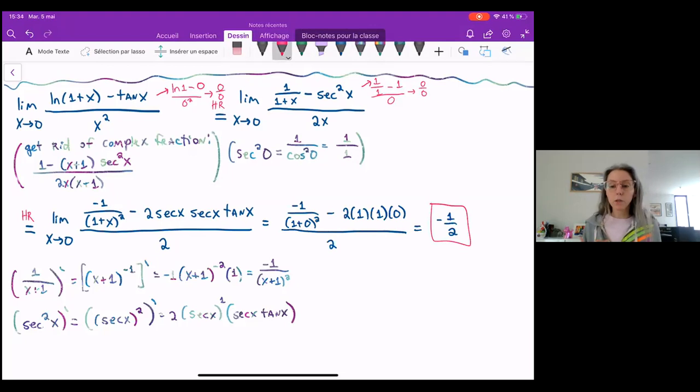So this problem was a little more challenging because the derivatives that we had to take were a little bit more challenging. Also, we had to think about whether or not it was worth it to simplify. I want to go back and talk about that again for just a second.